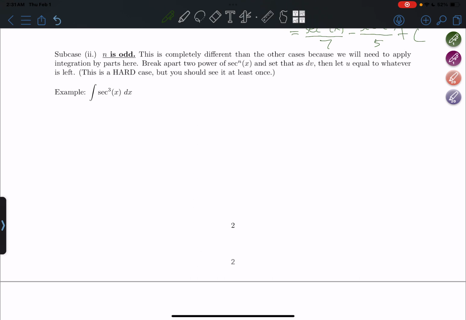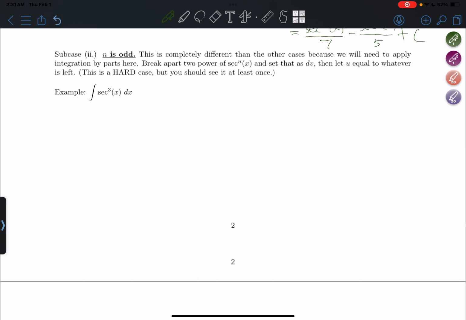Well, I guess in some sense this is more comparable to the second case of the sine cosine version. Anyways, this is a version where n is odd. In other words, the power of secant is odd. This is different because you actually don't use any of the previous techniques. You actually focus on integration by parts. So this is special, and we have to use integration by parts.